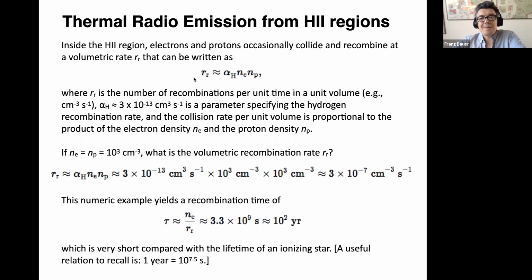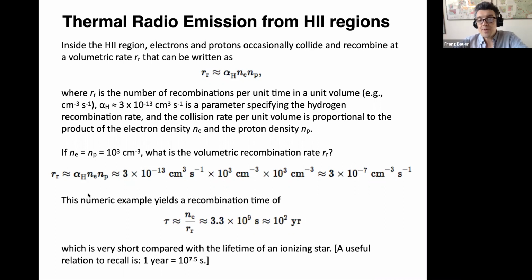Okay, so what we want to do is match the number of photons coming out to the number of recombinations, right? And so one can do that if this is just pure hydrogen, these are equal, and we set this up before to be 10 to the 3, and so we can ask what the volumetric recombination rate is, and we just calculate it. So we plug in these values, and it's something of a few times 10 to the minus 7 in these units.